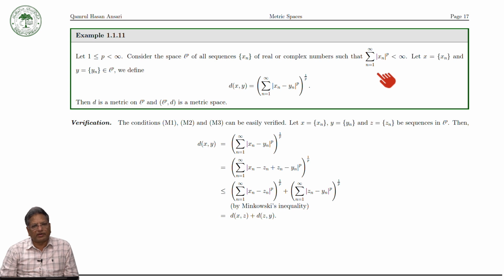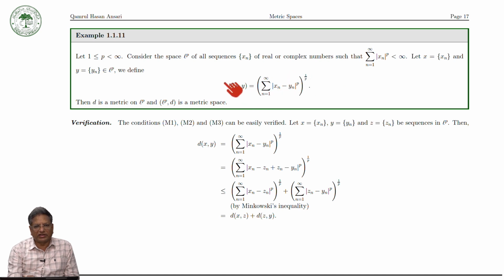We define a function d on this space, which should be a metric and should satisfy all the properties of a metric. We can do it in the following way: we define d(x,y) equal to the summation i runs from 1 to infinity of |xn minus yn| raised to the power p, whole raised to the power 1 over p. Now again keep in mind, x and y are sequences, x equals (xn), y equals (yn), and then we have this.